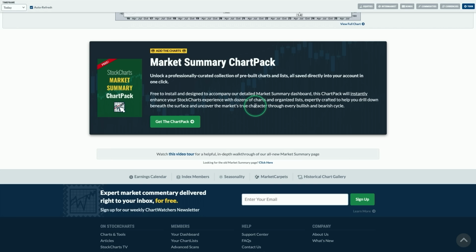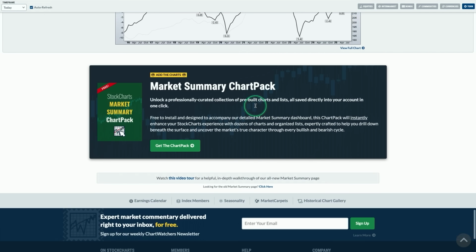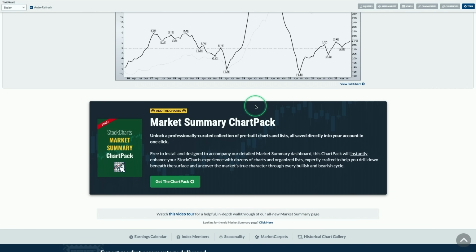So if you want to get all of the different charts, all the organization, the structure of this page, if you want to have charts that follow along with the market summary dashboard, you can install all of those in your StockCharts account in just one click. So you can look for this big blue box down at the bottom of the page, explore that chart pack. It's going to give you, I think it's 30 or 31 chart lists that are full of charts pre-created for you that track along with that market summary dashboard.